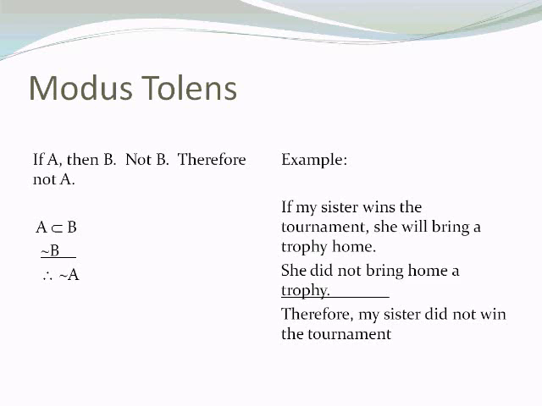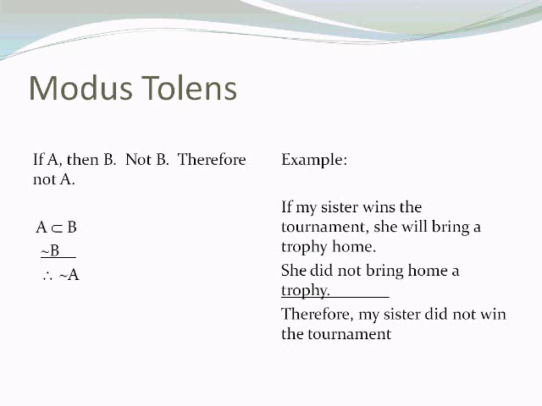So, if A, then B, not B, therefore not A, is a valid form. If all of these premises are true, if it is true that if my sister wins the tournament, she will bring home a trophy, then this argument is going to be true.